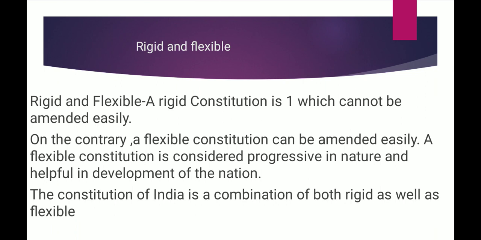Then the next feature we are now discussing is the rigid and flexible constitution. Our constitution is a mixture of rigid and flexible. A constitution is called rigid or flexible on the basis of the procedure of its amendment. Amendment means constitutional change, means any change in the constitution. A rigid constitution is one which cannot be amended easily. On the contrary, a flexible constitution can be amended easily.